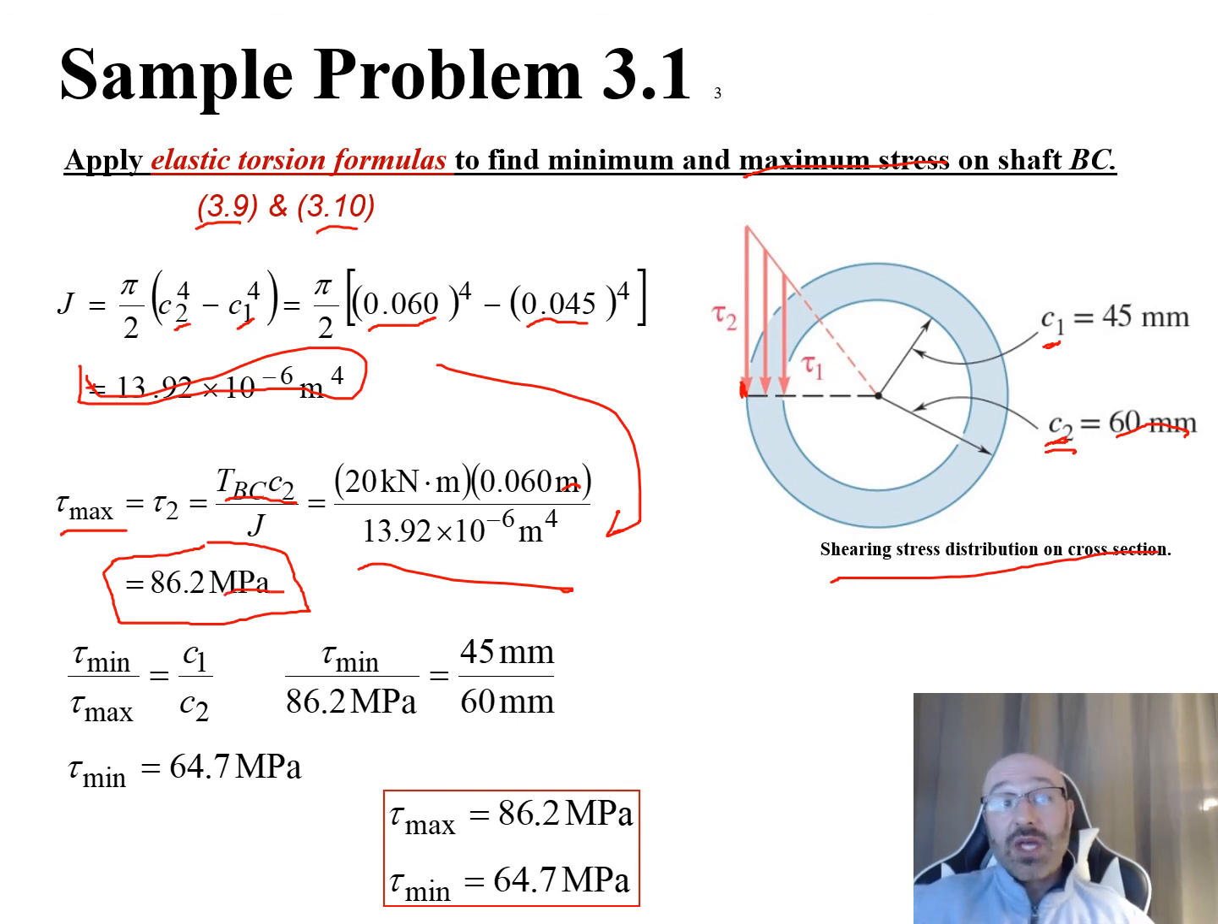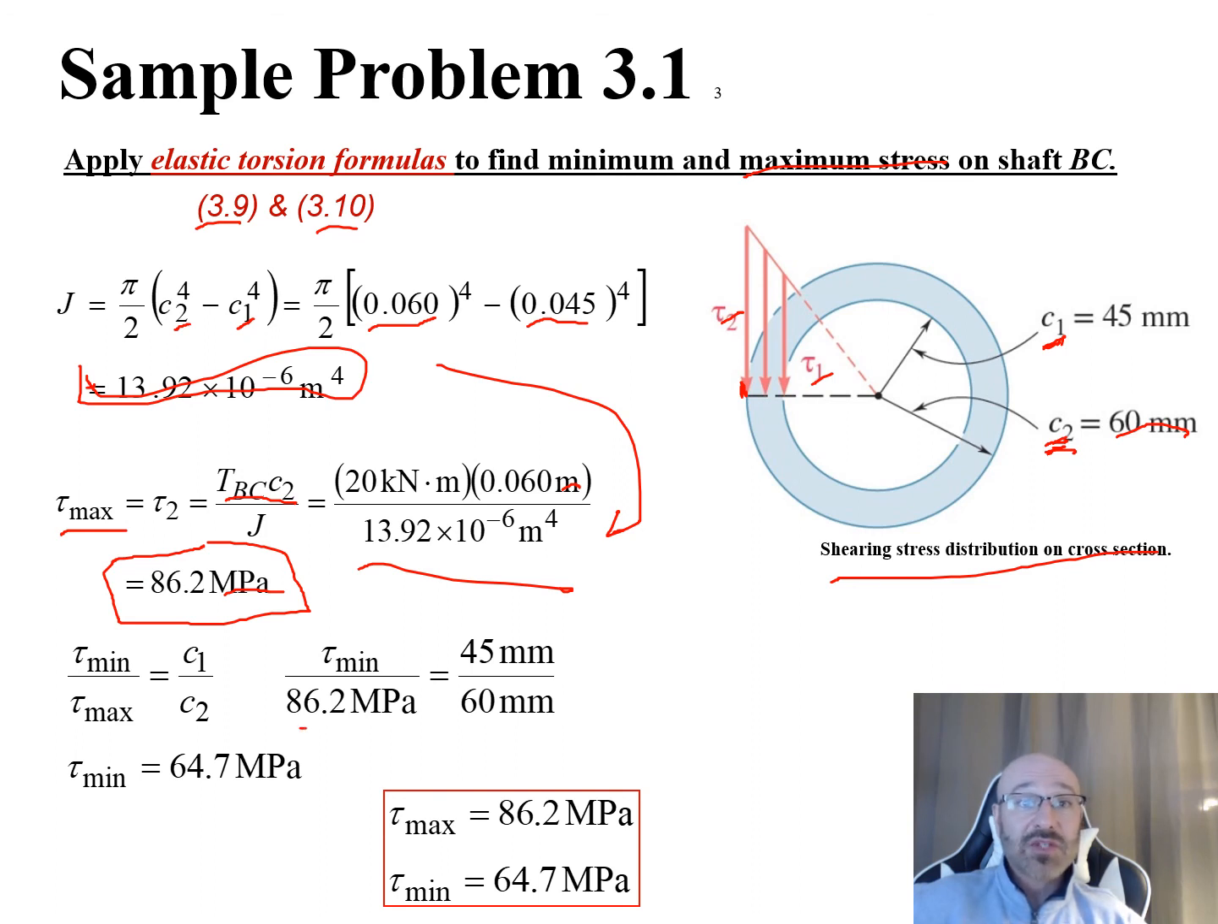Now, we could do a relationship here for our tau min. We can say our tau min over our tau max is equal to our ratio of c1 over c2, because we can see tau 2 is our max, tau 1 is our min. So we can do this just as a ratio and say tau min over tau max equals c1 over c2. We can go through this and plug in our known values.